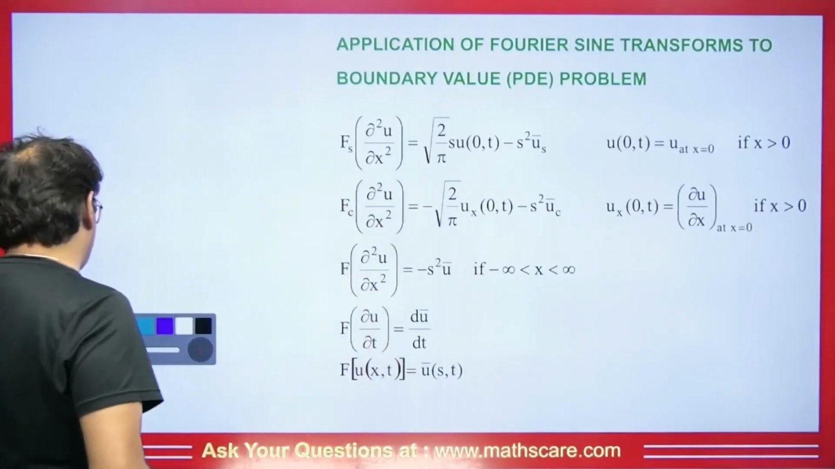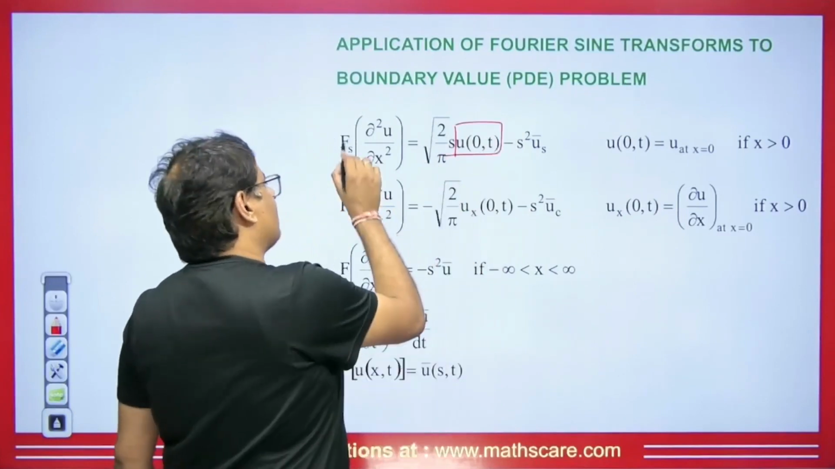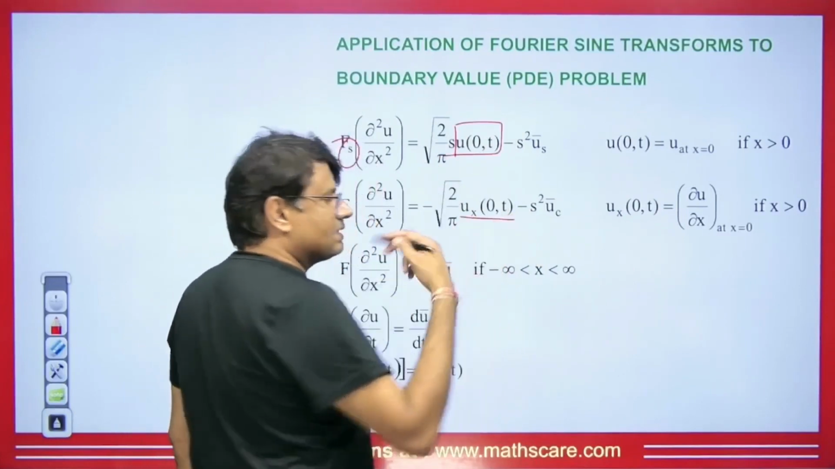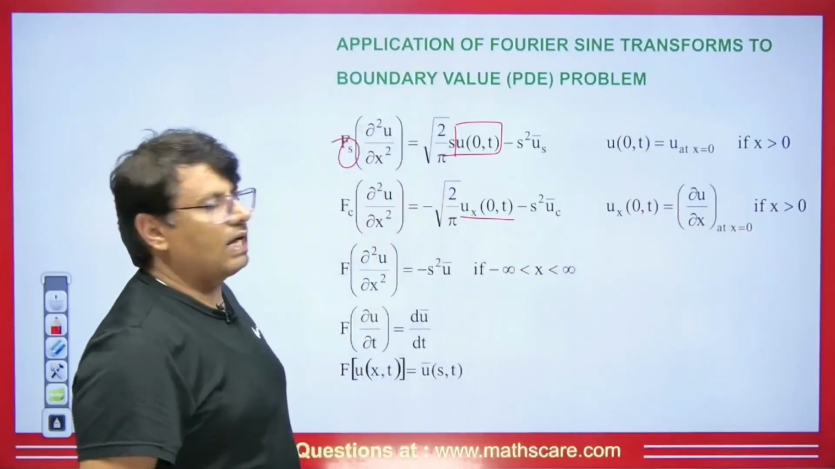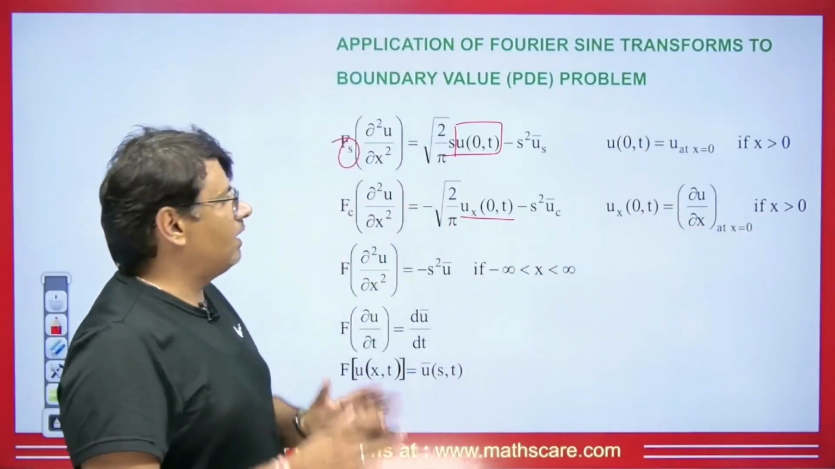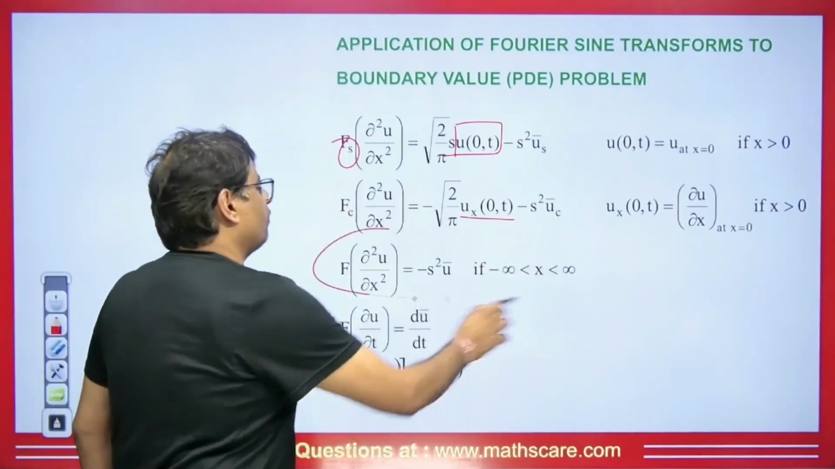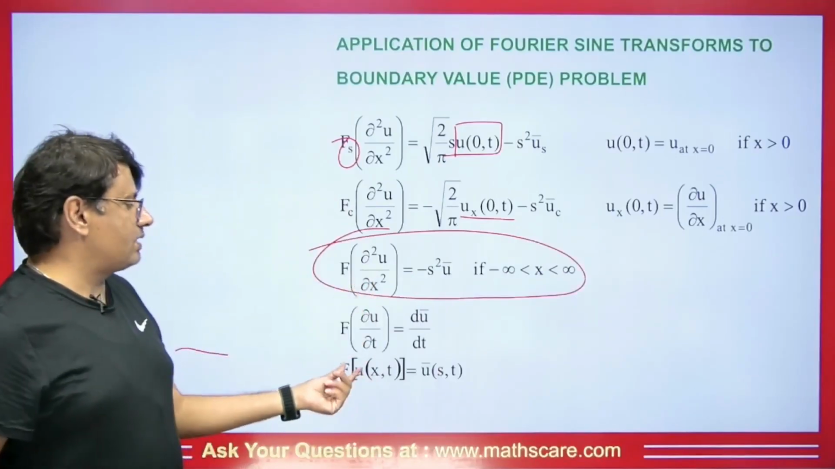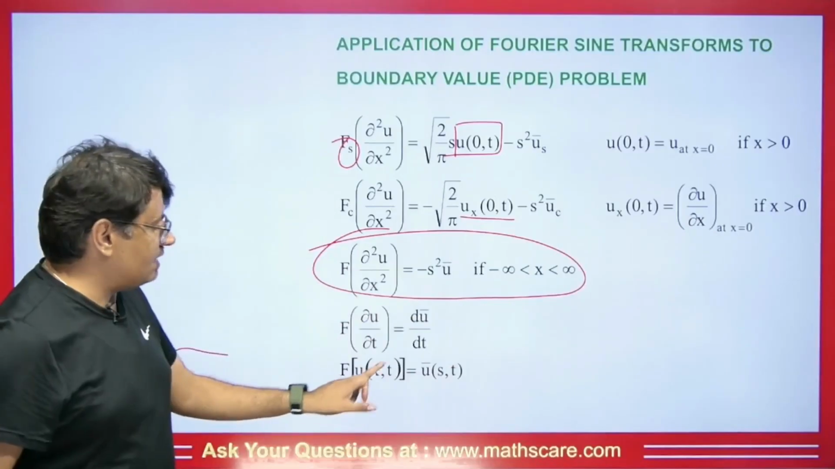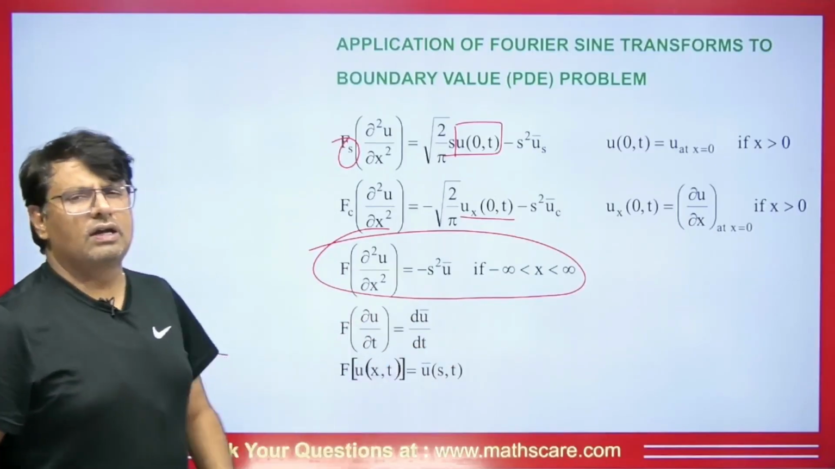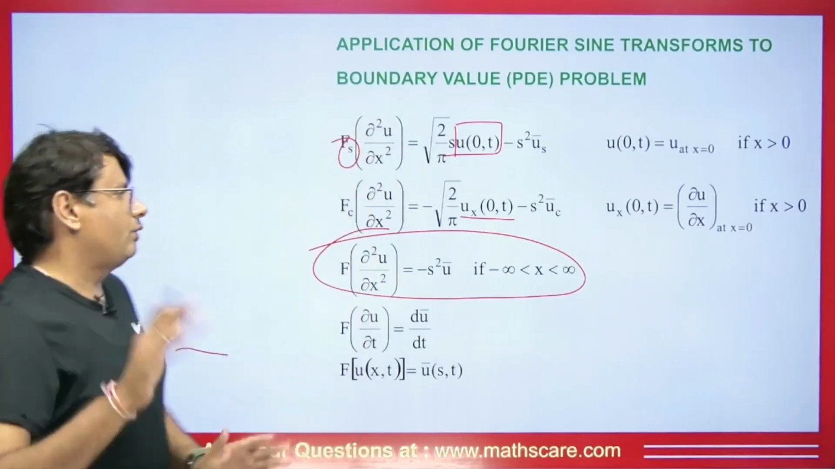Now you'll see the condition from its formula itself. If u(0,t) is given in any question, we will apply the Fourier Sine Transform. If u_x(0,t), which means del u by del x at x equal to 0, is given, then you will apply the Fourier Cosine Transform. If neither condition is given and x is between minus infinity and infinity, then we will apply only the Fourier Transform. You don't need to worry about t, because as soon as you apply the Fourier Transform, u converts to u bar and x becomes s. The Fourier Transform is always applied on x and not on t. Now pay attention here.